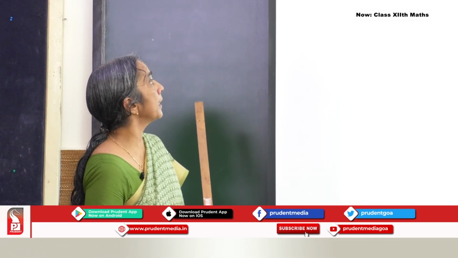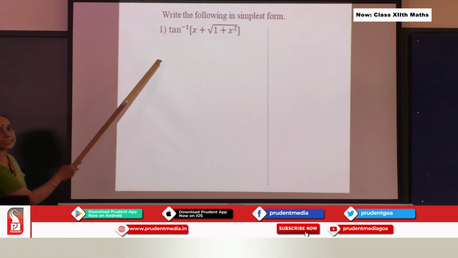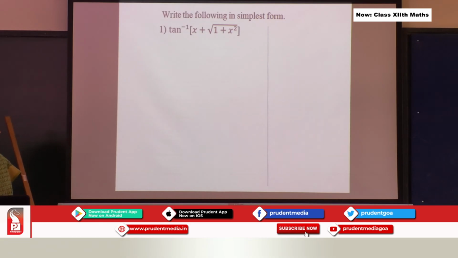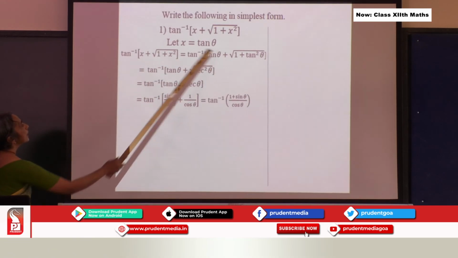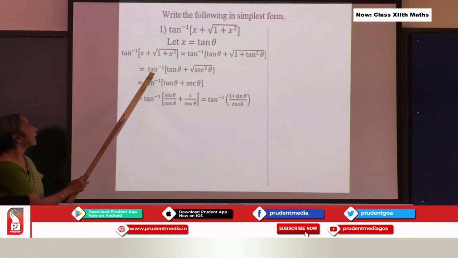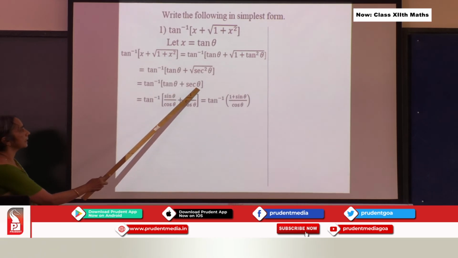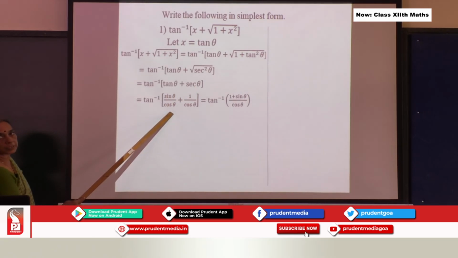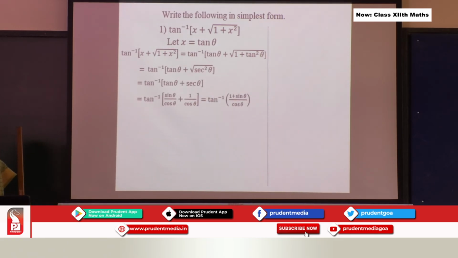Next is write the following in the simplest form, another type of question which can be asked from the chapter. I have done 2, 3 sums of that. Tan inverse of x plus root of 1 plus x square. How do we simplify? X is equal to tan theta. Then tan inverse of tan theta plus root of 1 plus tan square theta, tan inverse of tan theta plus sec theta, tan inverse of sin theta upon cos theta plus 1 by cos theta, which is tan inverse of 1 plus sin theta upon cos theta.